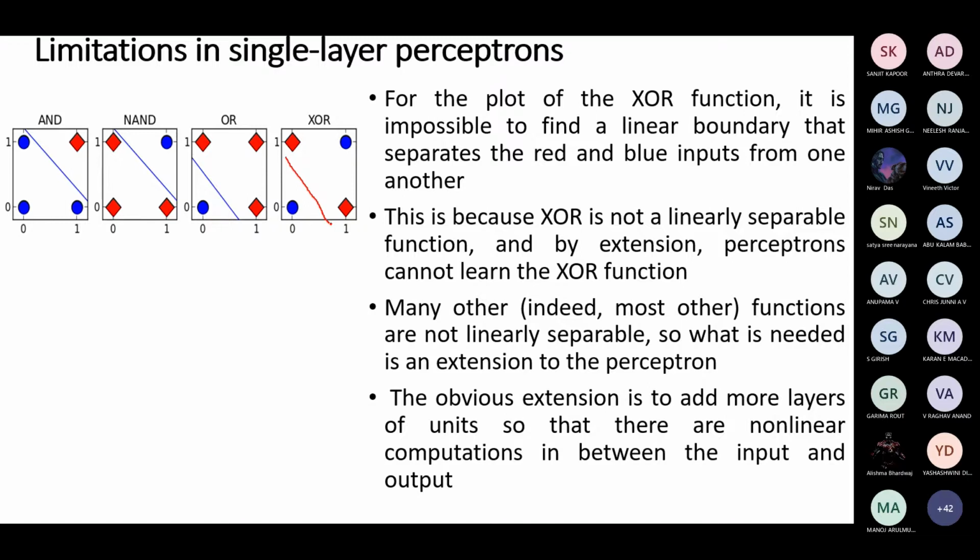The obvious extension is to add more layers so that there are non-linear computations. So what we will do is create a decision line like this and a decision line like this. Sorry for this. So a line will be like this and a line will be like this. Now we are going to draw two lines. Anything in this region we'll classify one way, and anything above this and below this we will classify the other way. So with the help of two lines we will try to do it.